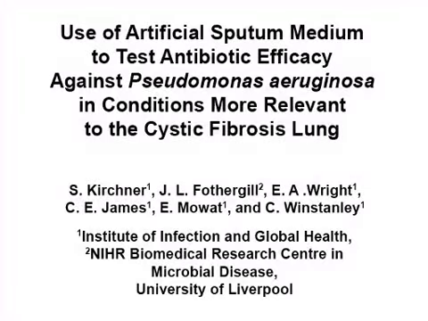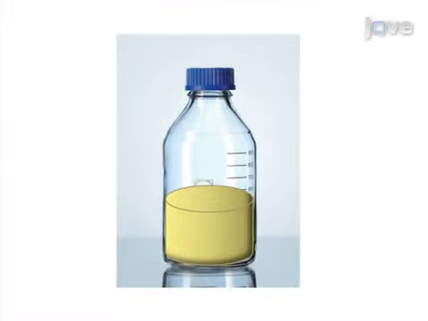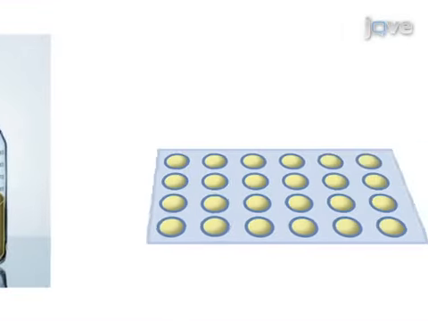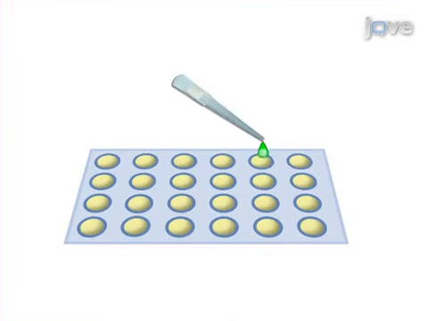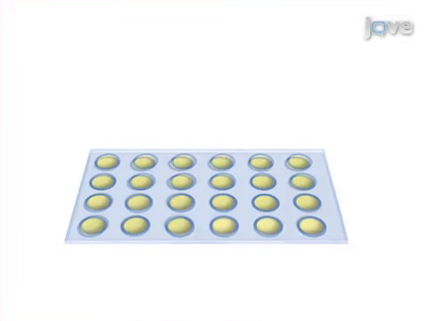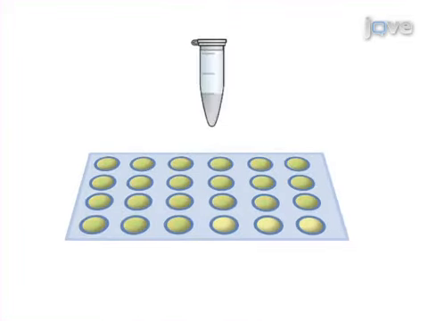The aim of this experiment is to assess the efficacy of antibiotics against Pseudomonas aeruginosa biofilms under conditions representative of chronic infections in the cystic fibrosis lung. Using a defined artificial sputum medium, bacterial biofilms are grown in 24-well microtiter plates. The biofilms are then exposed to antibiotics.